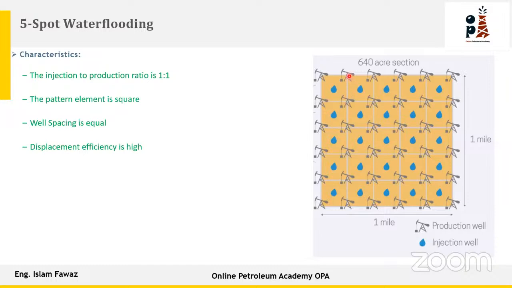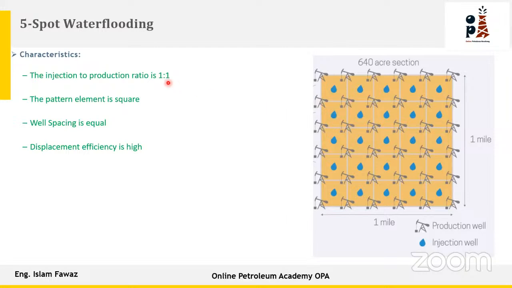How many producers and how many injectors? Actually, we have 4 producers, but each producer has support from this injector, and also from another injector, and so on. For example, this producer has support from 4 injectors. So every injector contributes 25%: 25%, 25%, 25%, 25%, and one producer, which means we have one injector to one producer.